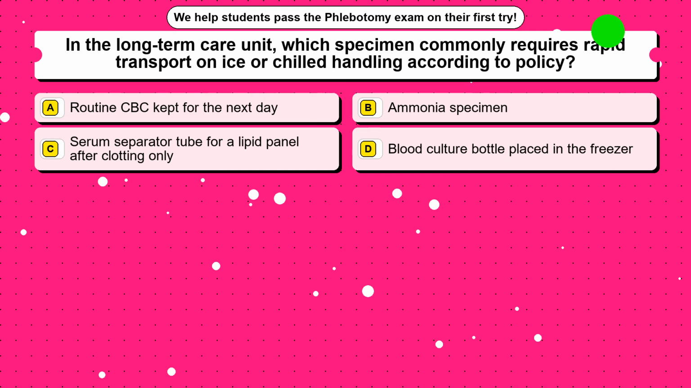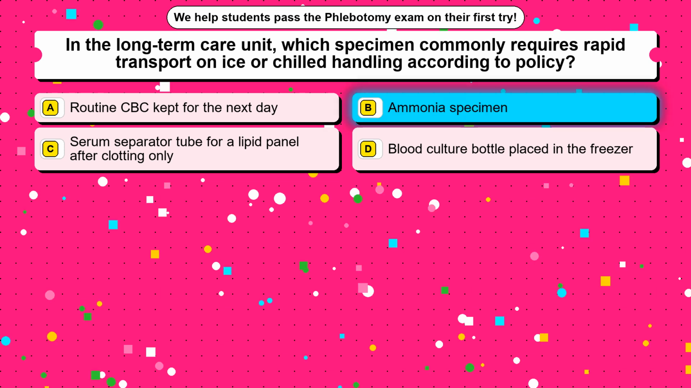Question 41. In the long-term care unit, which specimen commonly requires rapid transport on ice or chilled handling according to policy? Option A. Routine CBC kept for the next day. Option B. Ammonia specimen. Option C. Serum separator tube for a lipid panel after clotting only. Option D. Blood culture bottle placed in the freezer.